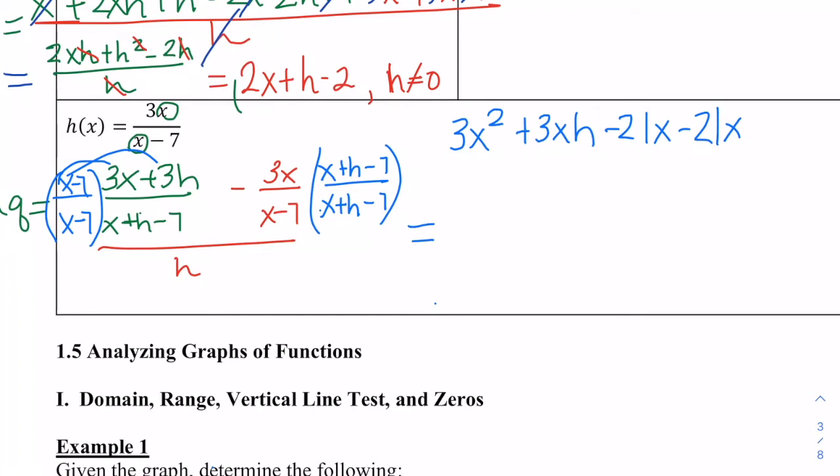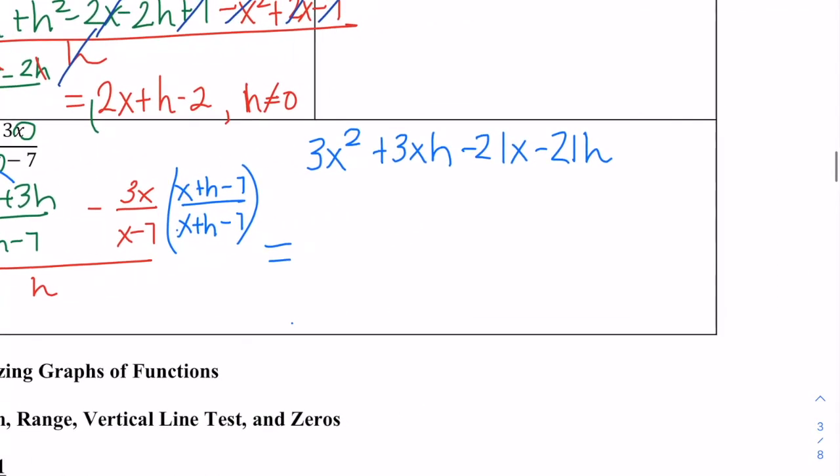Or just h, sorry, here you go. And then I'm going to subtract the second function here. So that's going to become minus 3x squared minus 3xh plus 21x.